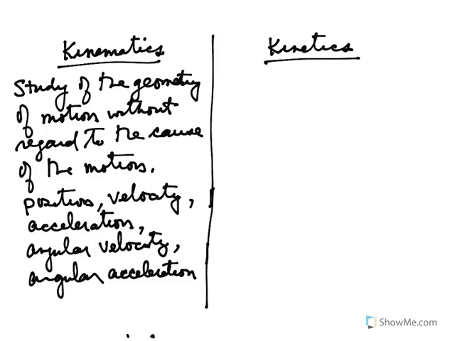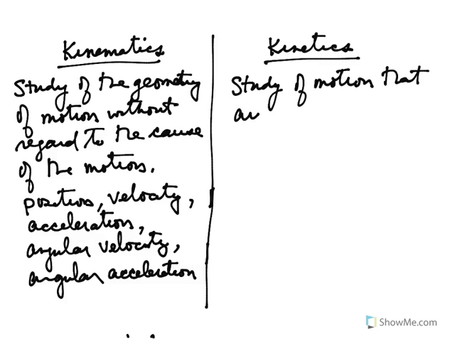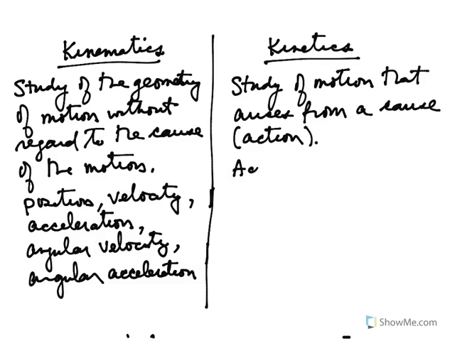Kinetics is where we actually get into the cause of the motion. So kinetics is the study of motion that arises from a cause, and that cause is also what's called an action. And actions applied to physical systems take on two fundamental types. They are forces and torques. Well, they're moments really, but we'll call them torques.